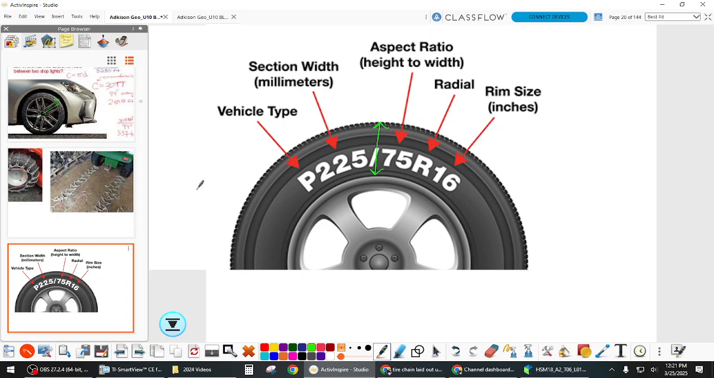Have you ever seen the tires that are super skinny? Not skinny left and right, but skinny to the rim. Versus off-road tires that are really fat this way. Anyway, that's this number. It's telling you, in this case, the height is 75% of the width.